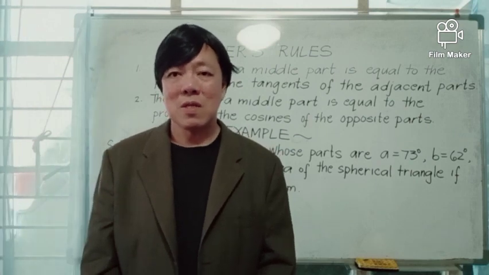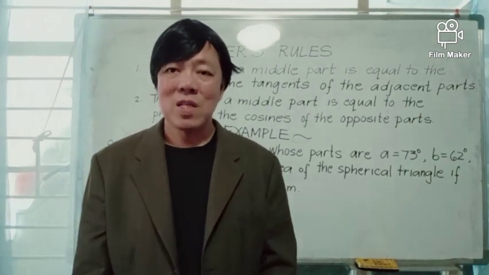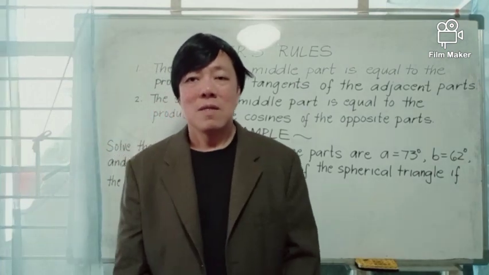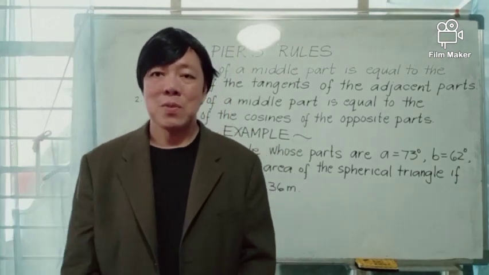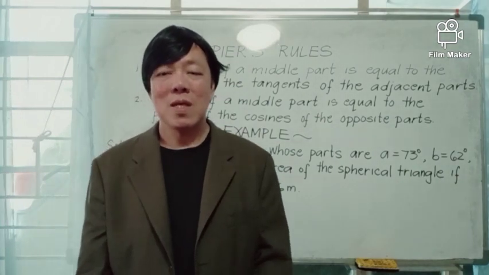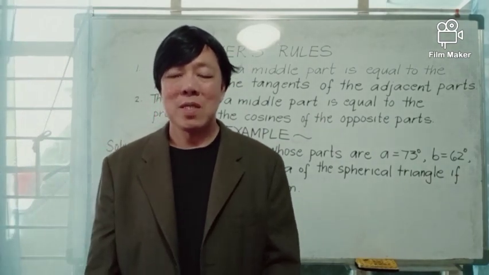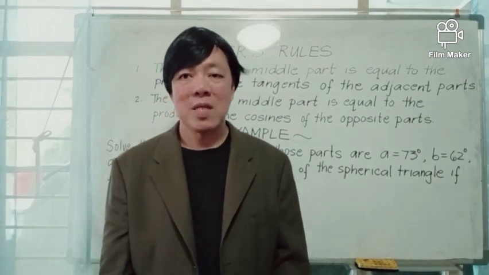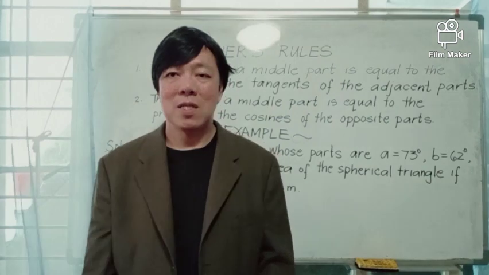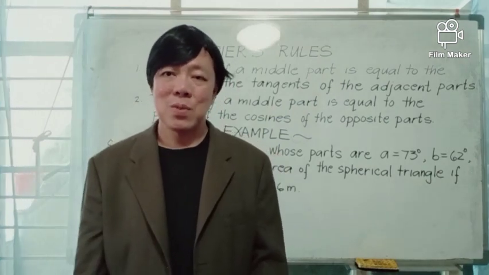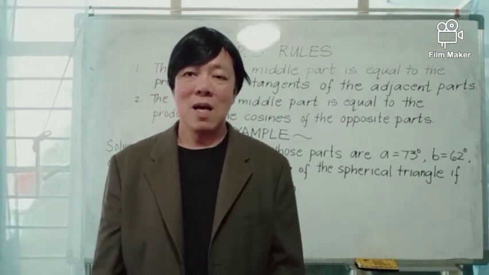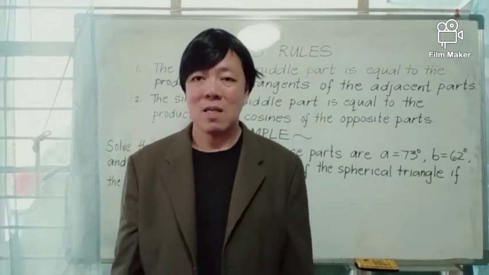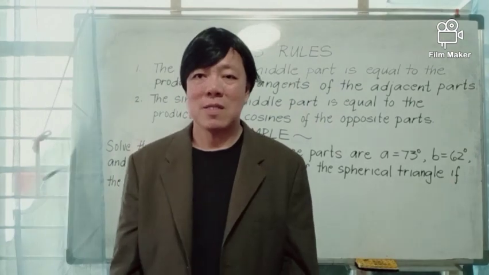Today we will now use the mnemonic device for writing the equations using the Napier's rules. There are two Napier's rules. The first Napier's rule states that the sine of a middle part is equal to the product of the tangents of the adjacent parts. And the second Napier's rule states that the sine of a middle part is equal to the product of the cosines of the opposite parts.